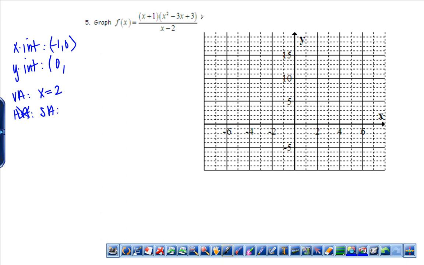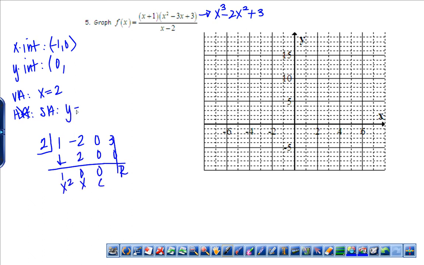I'm going to go ahead and multiply this out. When you multiply this out, you get x cubed minus 2x squared plus 3. That's going to make dividing this a whole lot easier. And since this is just an x minus 2, I'm going to do synthetic again. So this is 2. Let's see, this is a 1, a -2. I'm going to have to do a placeholder and a 3. So this is 1. Your slant asymptote is going to be x squared.